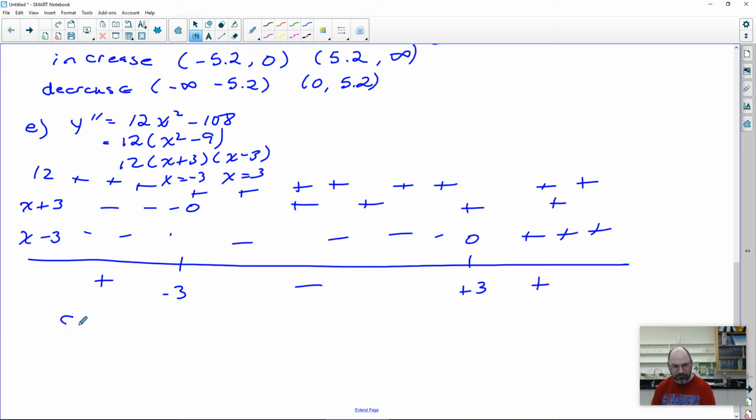So concave up from negative infinity to negative 3, and from positive 3 to positive infinity. That's our concave up. In this case, did I do this one right here?